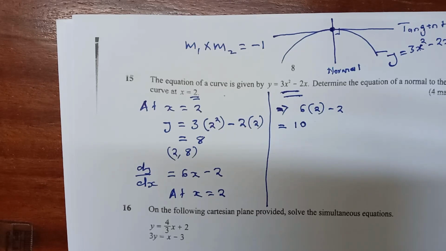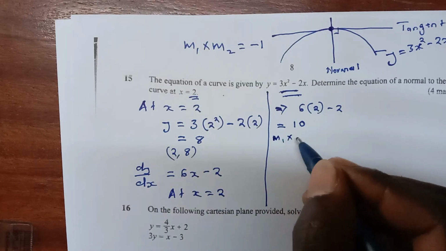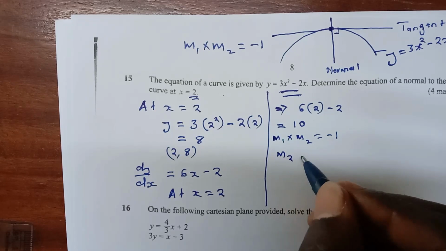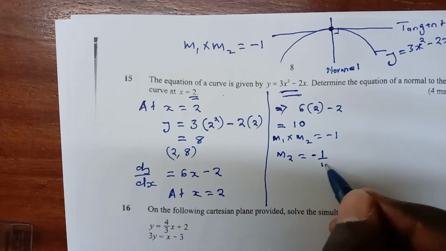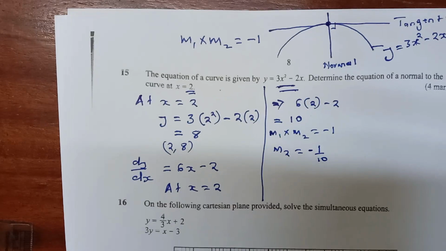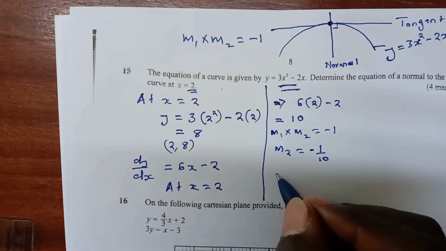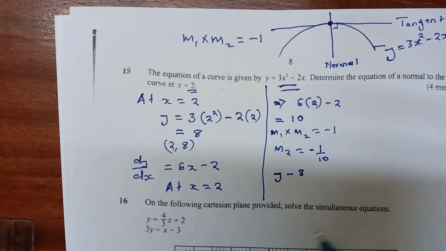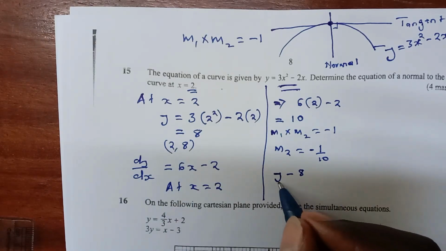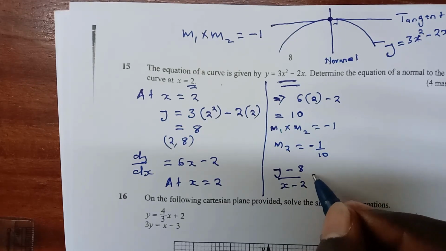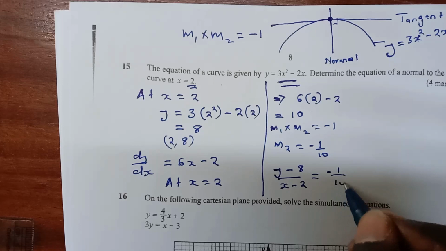Next, it is for us to find the gradient of the normal. We know very well that m1 multiplied by m2 is going to be negative 1. So the gradient of the normal, which is m2, is going to be negative 1 over 10. So the equation at that particular point is (y minus 8) over (x minus 2), that is change in y over change in x, which should give us the gradient, negative 1 over 10.